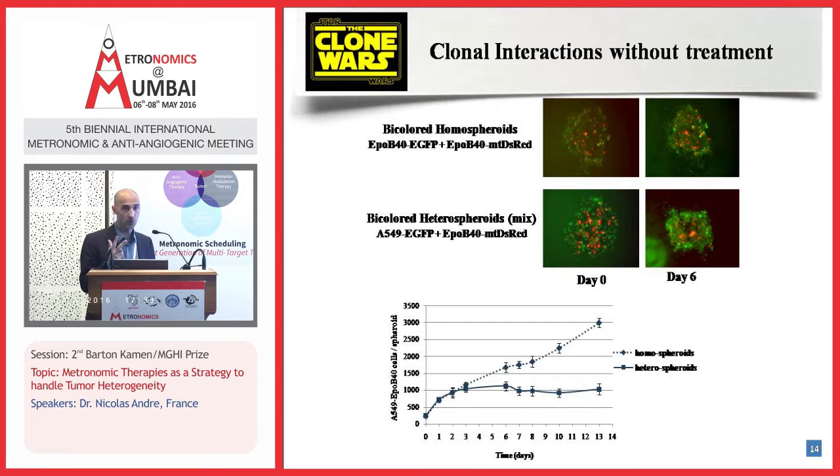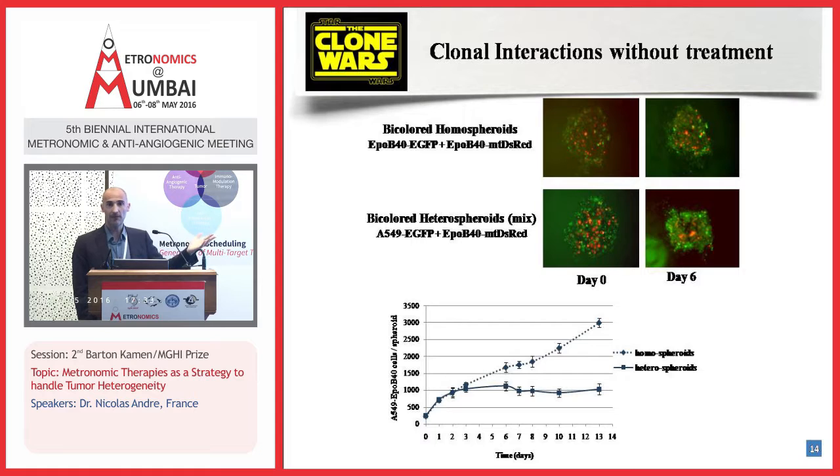So we have two kinds of spheroids. We have the bicolored homospheroids, so this one has at the same time the resistant green and the resistant red. So we have some kind of control. And we have the bicolored heterospheroids, which have the green sensitive and the resistant red. And so if you look here, we quantified the number of resistant cells, red, in the spheroids, and you got here on the top the homospheroids, and on the bottom the heterospheroids. I mean in full line.